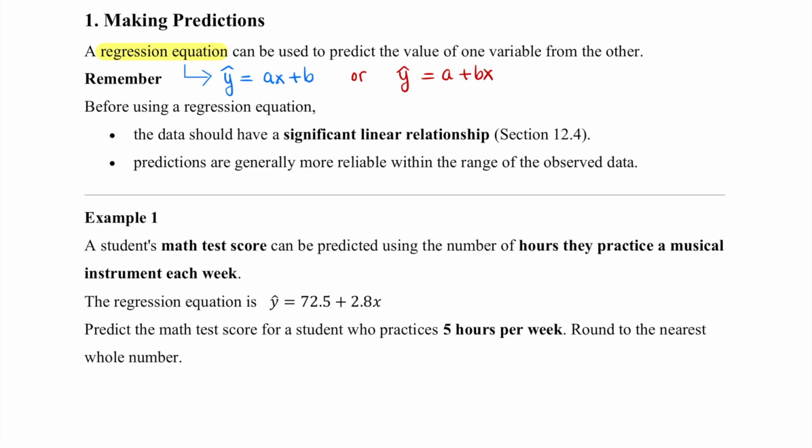Before making a prediction, remember two things. First, the data should have a significant linear relationship. Second, predictions are more reliable within the range of the observed data. Now, let's see how to make a prediction.